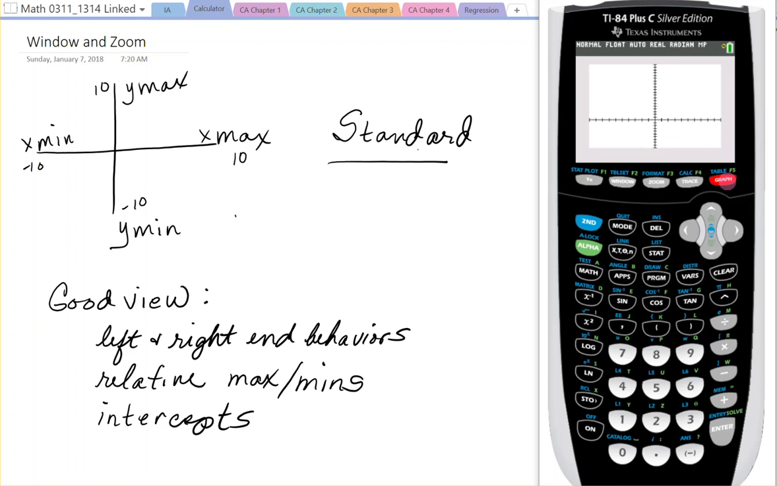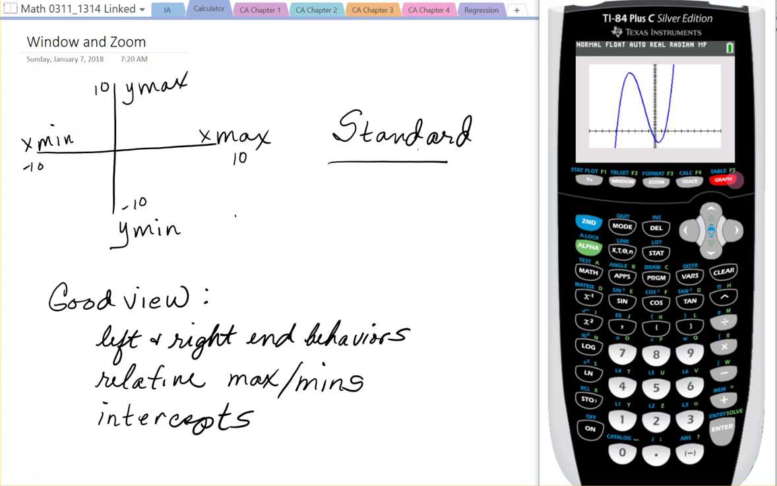Graph. I started with a zoom standard, and it was not a great window, nor is this. I still don't see the top of this hill. So back to window, go down to Y max, and I'm going to do 40. Graph. There we go. That would be a good view.